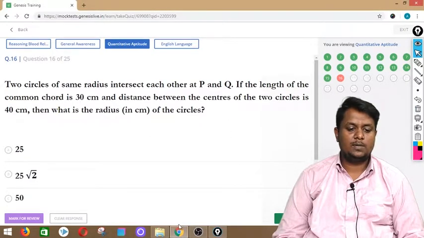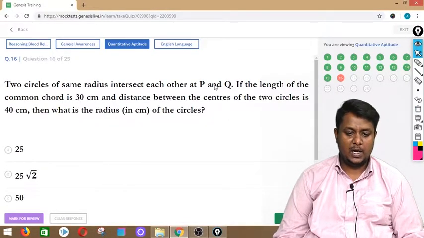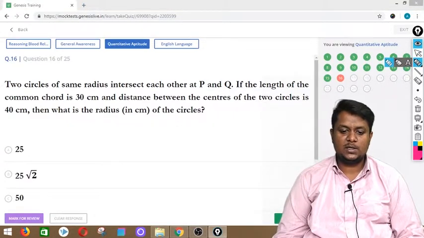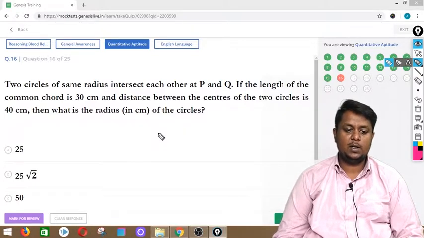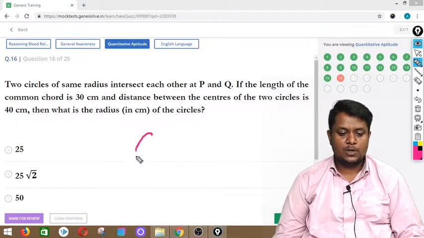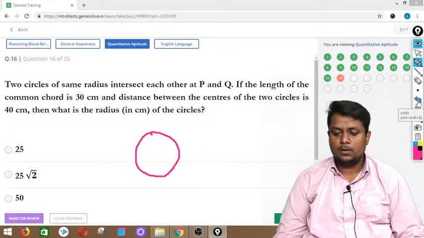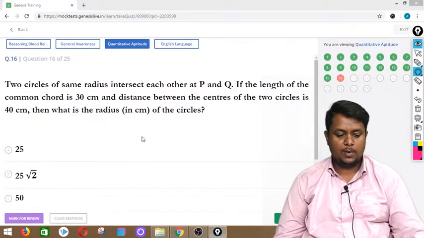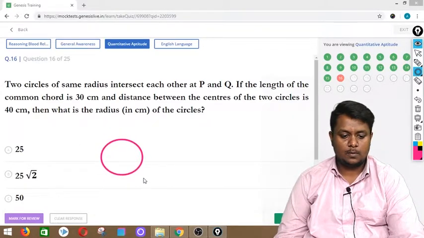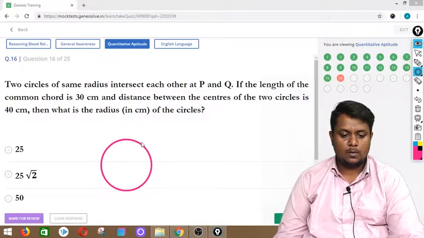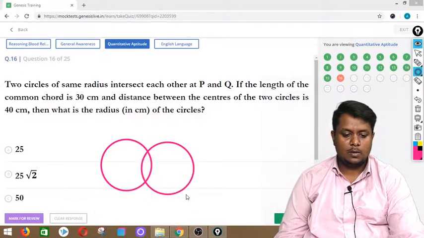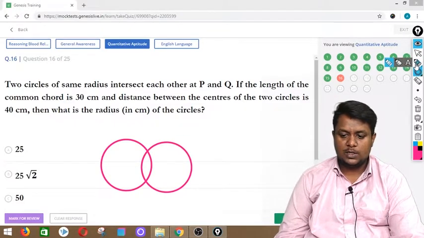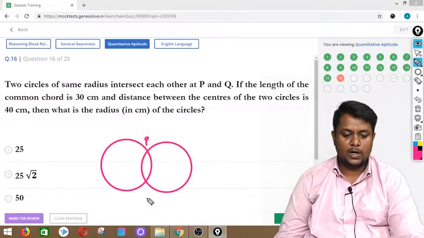Two circles of same radius intersect each other at P and Q. The length of the common chord is 30 centimeter and the distance between the centers of the two circles is 40 centimeter. What is the radius of the circle? So we have two circles of same radius, and they meet at point P and Q. So this is point P and this is point Q.